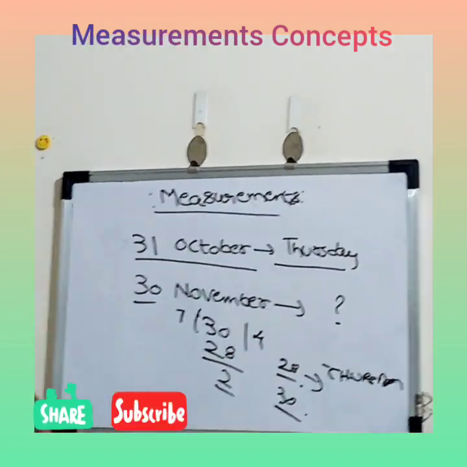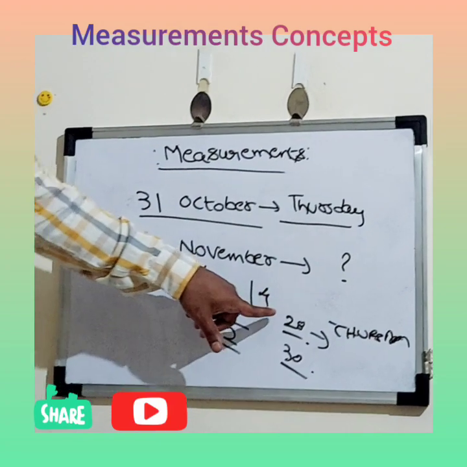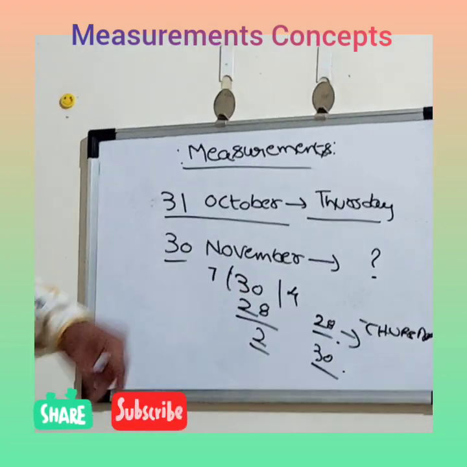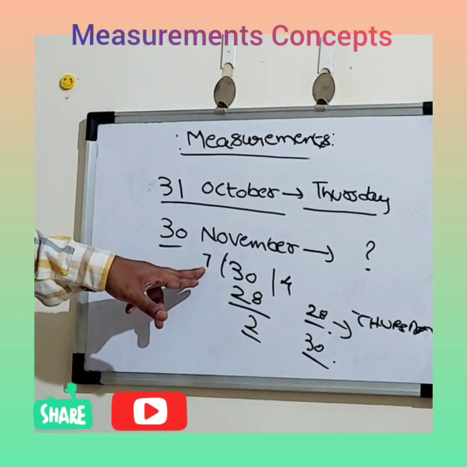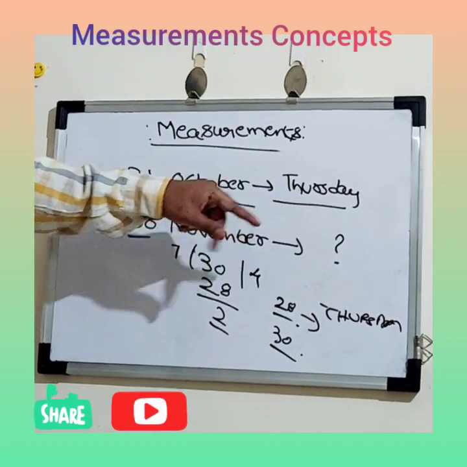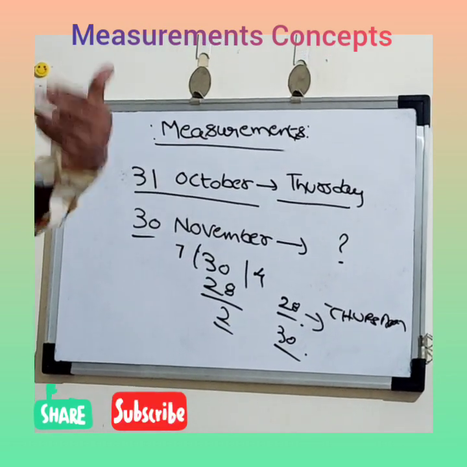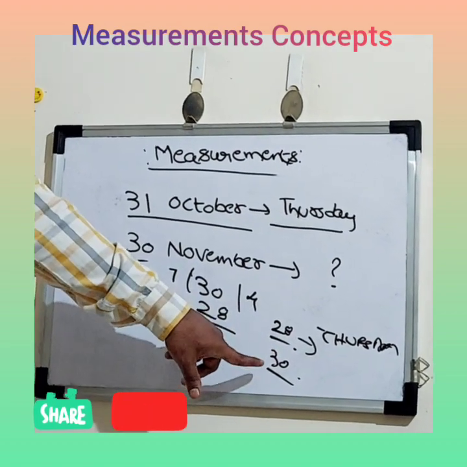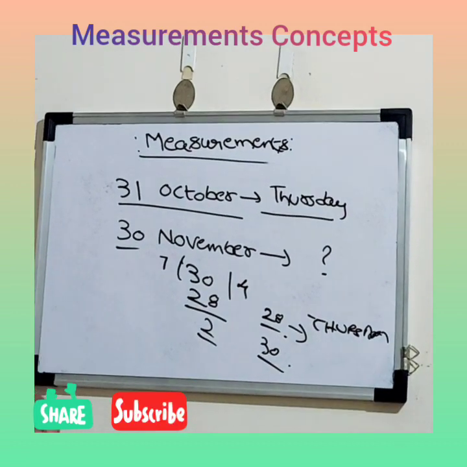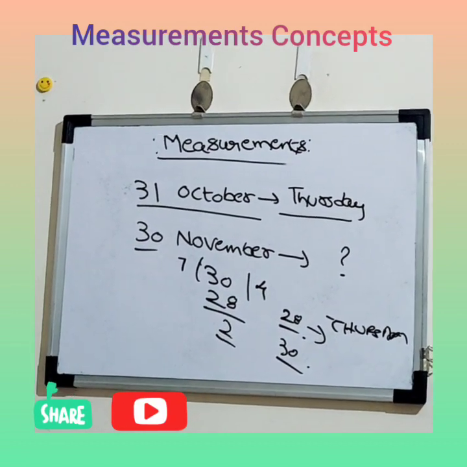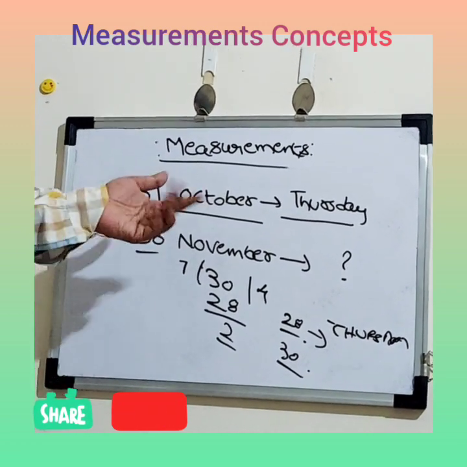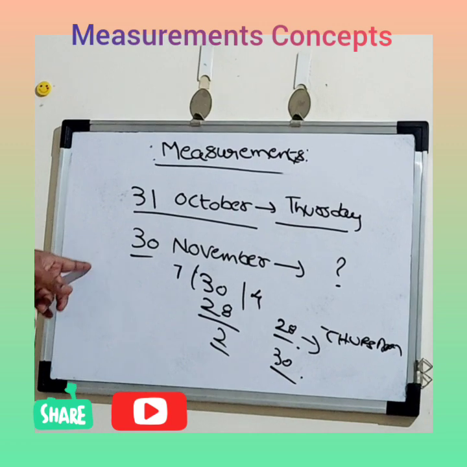Why? Because when you calculate from November 1st to November 30, it is a total of 30 days. When you divide by a week's value, the remainder is 2. After Thursday, if you add 2 days, that is Thursday, Friday, Saturday. So Saturday is 30th November. This is the logic: 1 week is equal to 7 days. You divide the number of days by 7, then you will get the required answer. So 30th November is Saturday.